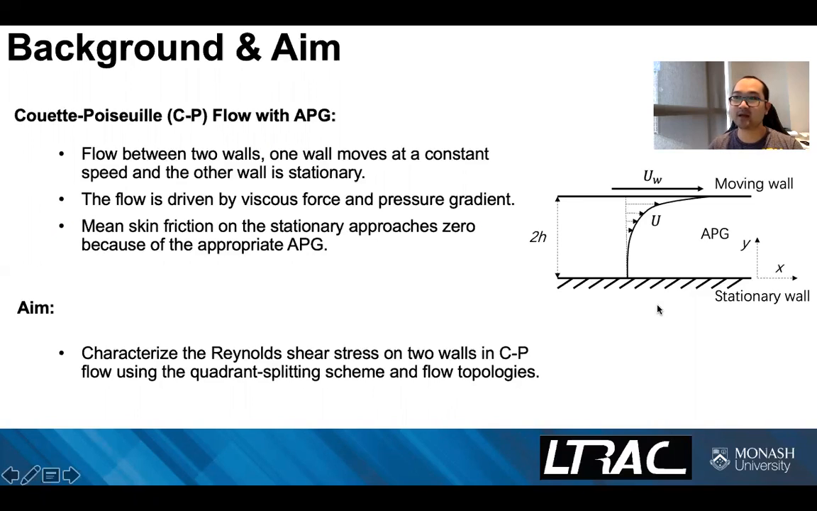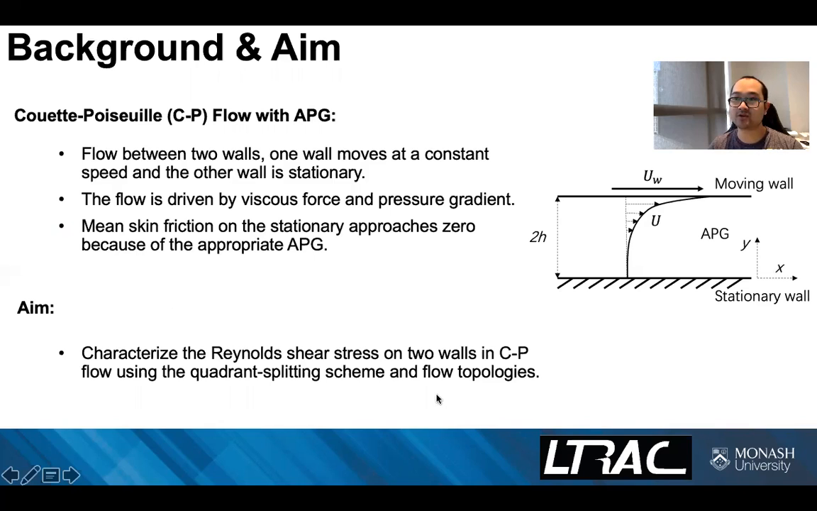In my study, the adverse pressure gradient is applied, so the stationary wall has zero mean skin friction. This special Couette Poiseuille flow is set up for the study of a wall-bounded turbulent shear flow with zero mean wall shear stress. Besides, this flow has some advantages compared with adverse pressure gradient turbulent boundary layers. For example, it has no historical effect after fully developed, and the entire domain can be used to collect the statistics because the flow is self-similar in the streamwise direction.